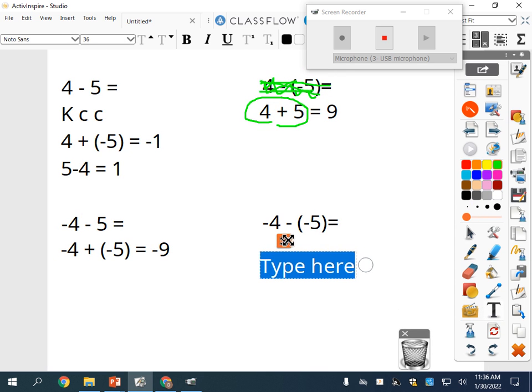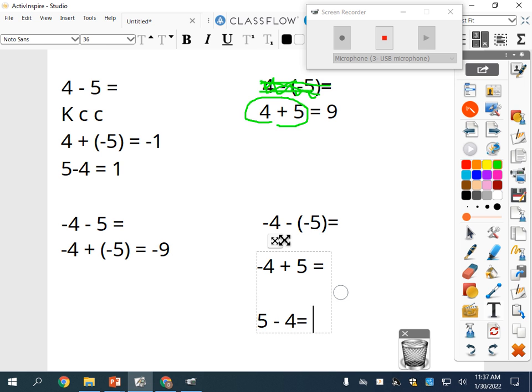Ready? Keep the first number the same, change subtraction to addition, and change the next number into its opposite. So it turns into a positive 5. Now, look, I'm adding two different signed numbers. So I don't add them, I'm going to subtract them. I know it's so confusing. Wait, I'm subtracting, I'm adding, subtracting. Just follow the process. So 5 minus 4 is 1. And then 5 is bigger than 4, and 5 is positive. So my answer's positive 1.